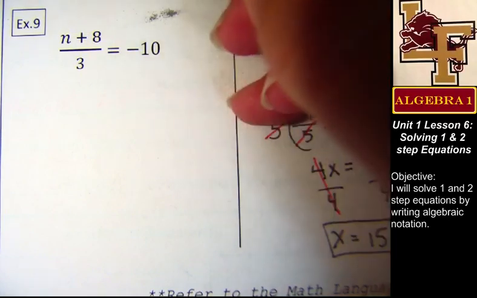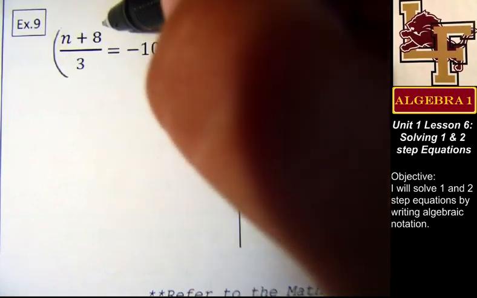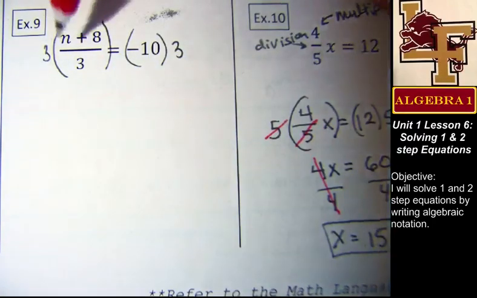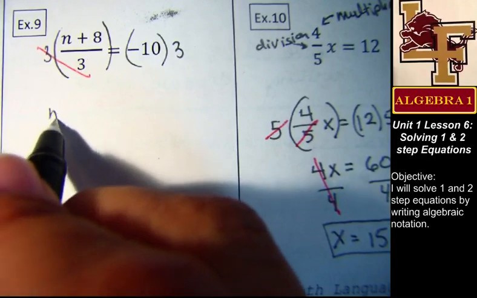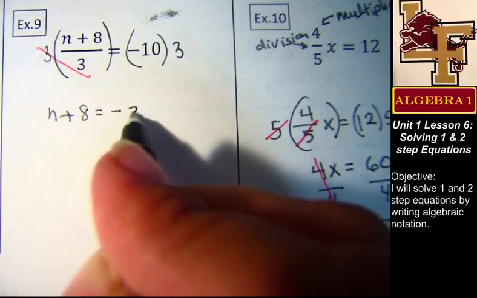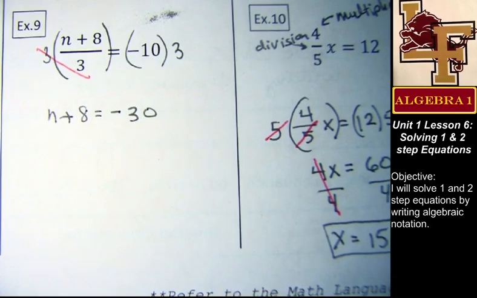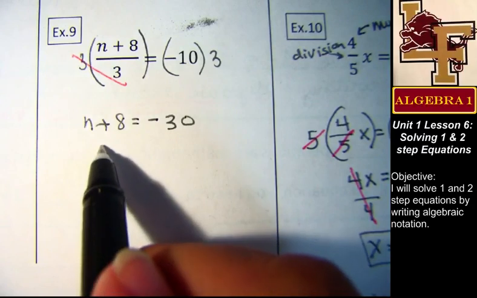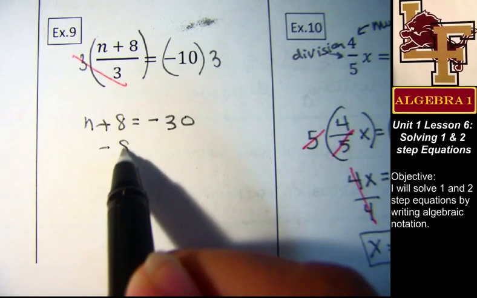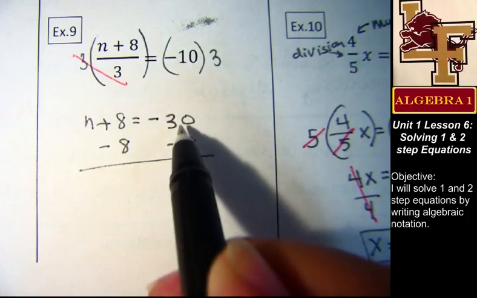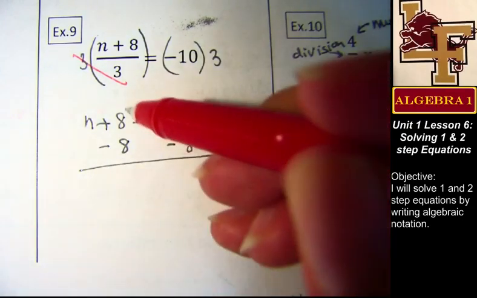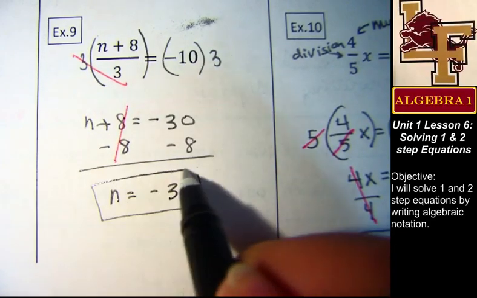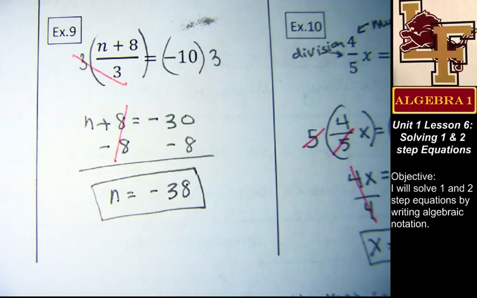How do I undo division? Multiply. What do I multiply by? 3 in this case, because that's my denominator. These 3 cancel. I'm left with n plus 8 equals negative 30. From here, what's next? Subtraction. What am I subtracting? The 8, which means I'm subtracting 8 from the negative 30 and the negative 8. Negative 30 minus 8 is negative 38. Whoa. My variable's by itself.